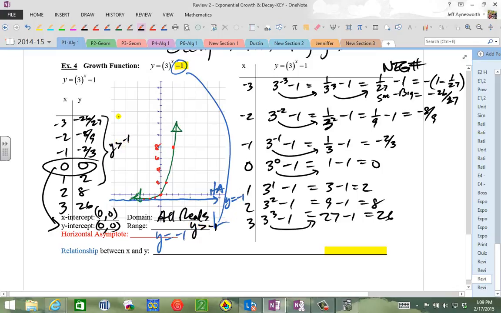And growth functions, well, as x increases, y increases too. Look at 2, 0, 2, 8, 26. They're getting bigger, right? They're increasing. All right, look at this. That's why it goes up instead of down, my friends. That's why it's called a growth function, not a decay.